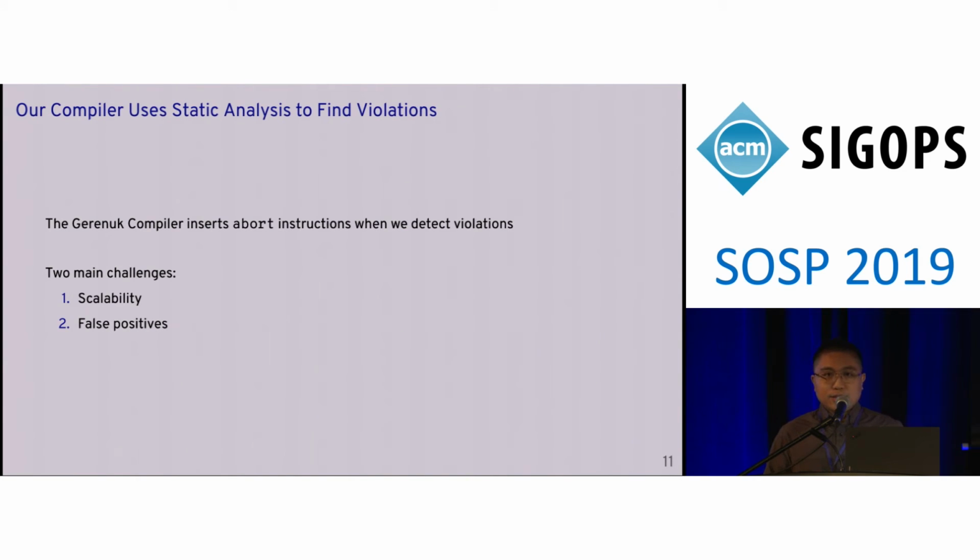So to find these violations, we use static analysis. And when we find them, our compiler will insert abort instructions. Note that an abort is not a system call abort. This is just what we call our recovery mechanism. Two main challenges with this static analysis approach are scalability. Because we are targeting big data systems, this is on the order of hundreds of thousands of lines of code. Additionally, static analysis tends to be very conservative, so we must deal with false positives as well.